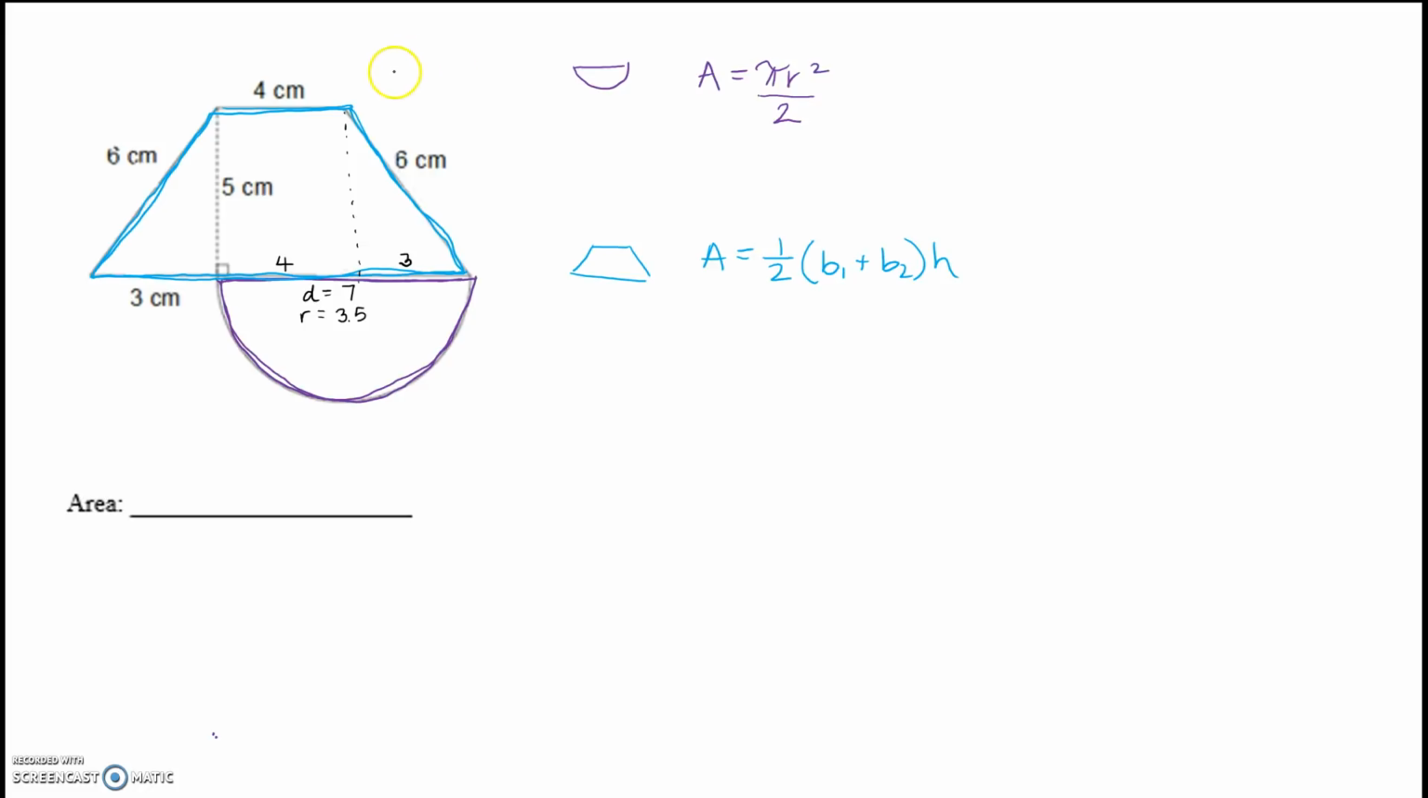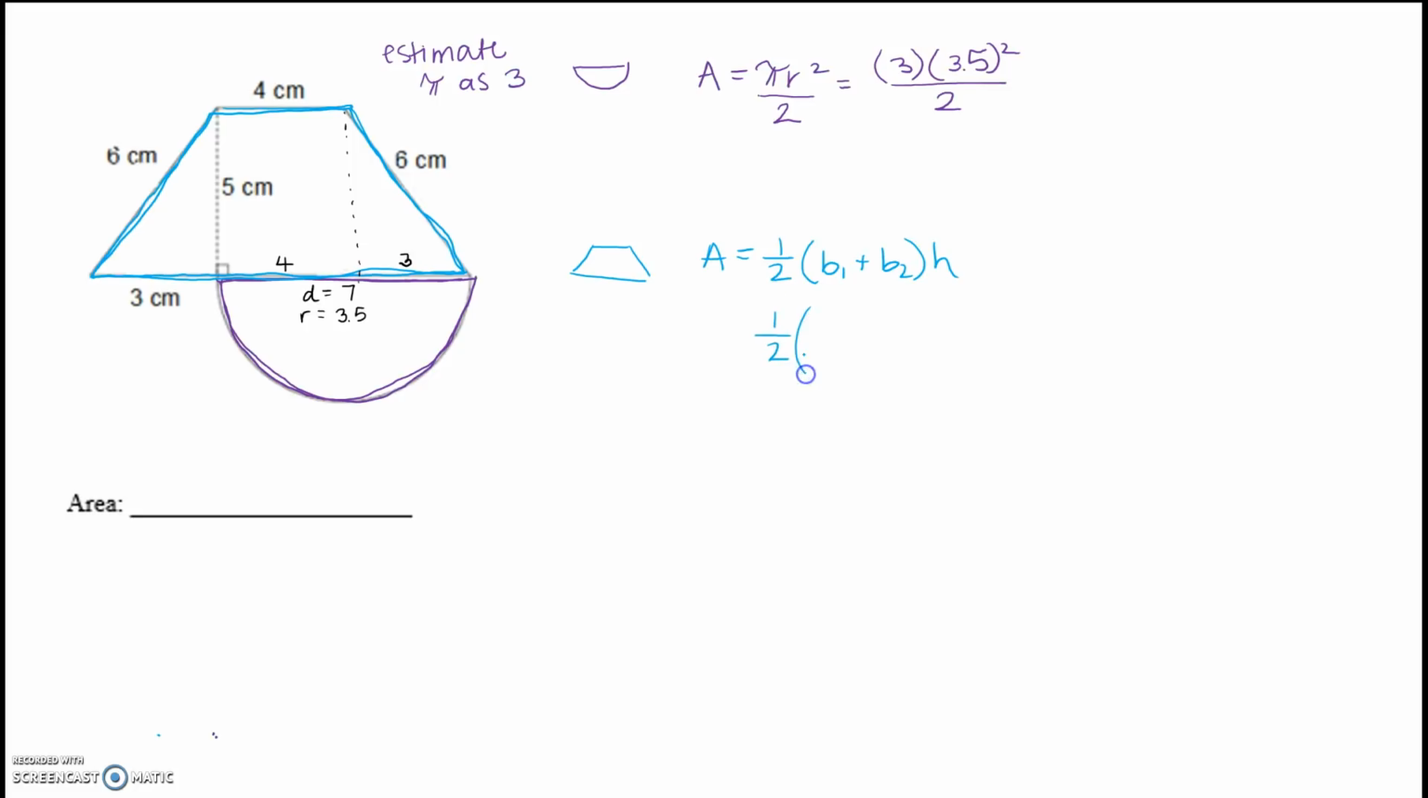Okay? So with this problem, just this problem, the numbers are really challenging if we do 3.14. So for this problem only, I want you to estimate pi as 3. Okay, so that will make it easier. So we're going to plug in 3 instead of pi. So 3 times 3.5 squared over 2. Okay, you're going to do that. I'm going to just help you fill in the measurements for your trapezoid as well.